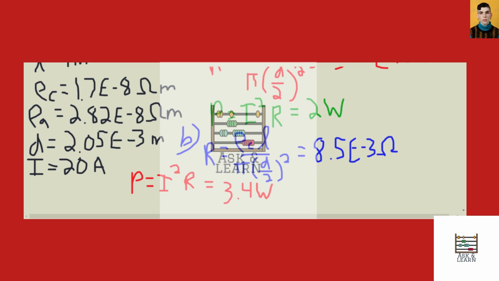So for part C, using the copper wire is safer because lower power means lower temperatures and a smaller chance of starting a fire.